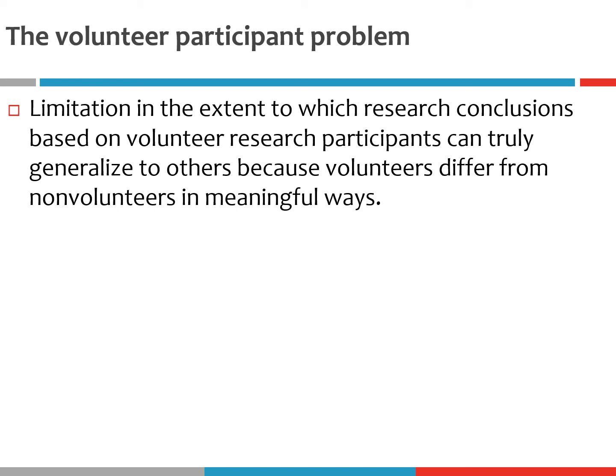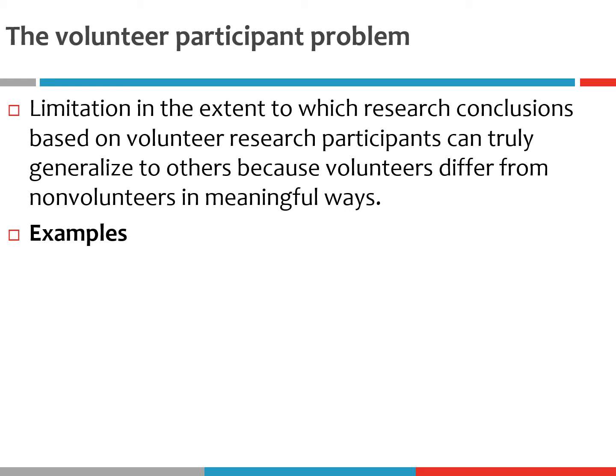Another problem we have in the domain of sampling is what's called the volunteer participant problem. So this is a limitation in the extent to which research conclusions based on volunteer research participants can truly generalize to others, because volunteers differ from non-volunteers in meaningful ways. Okay? So let me give you some examples.